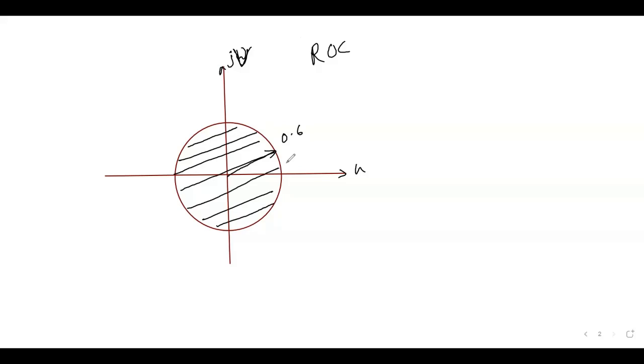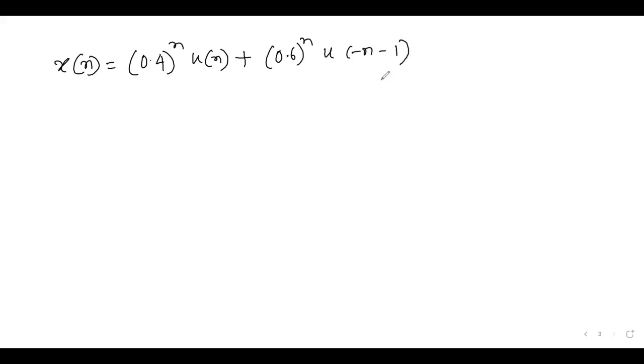And just one small thing. Just now you are given x[n] equal to 0.4^n u[n] plus 0.6^n u[-n-1]. So what will be the value of X(z) and the ROC? Determine the ROC. This is the last one.